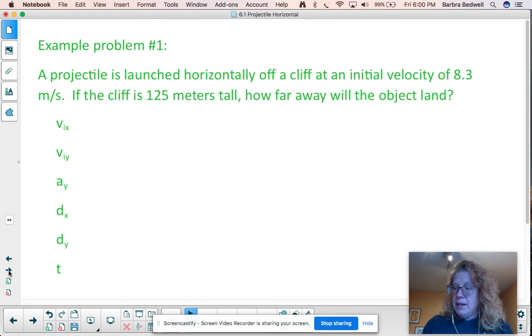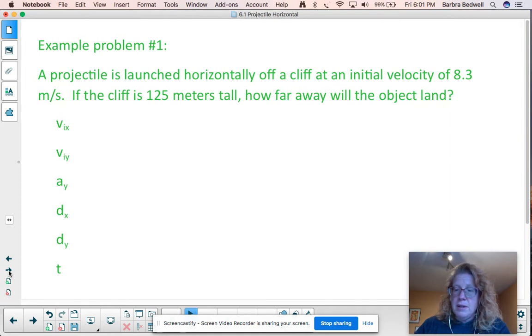I got a new little handwriting tool, so we'll see if this works on the screen for us. So we've got an example problem here. Projectile is launched horizontally off a cliff. It's got an initial velocity, 8.3 meters per second. The cliff is 125 meters tall. And how far away will the object land?